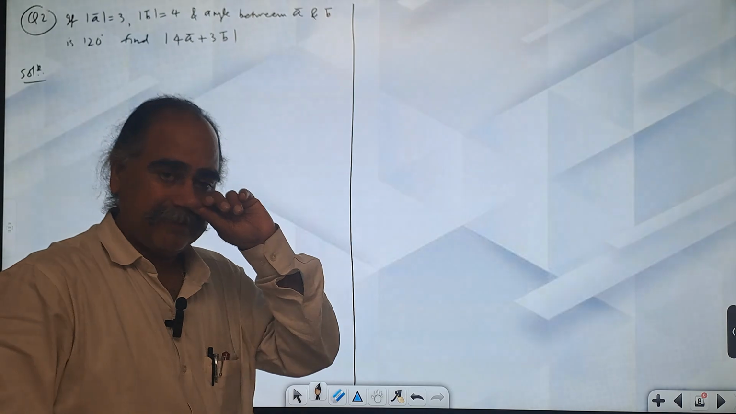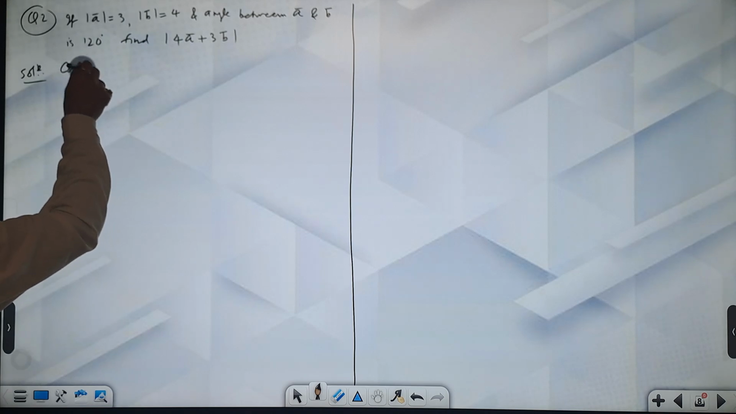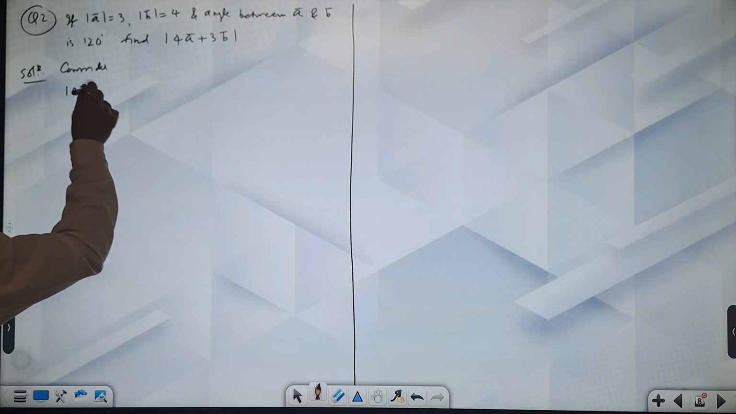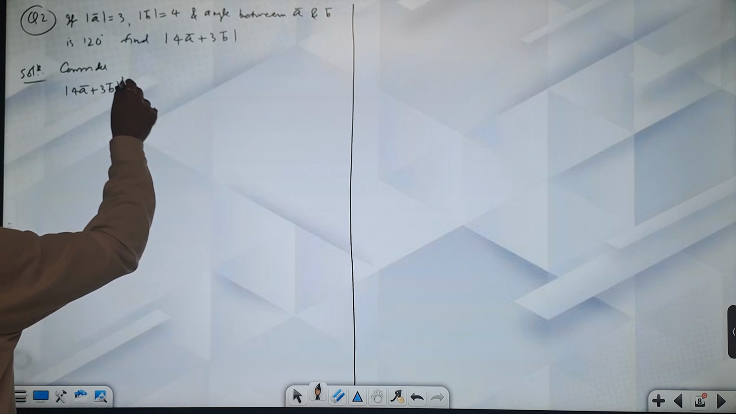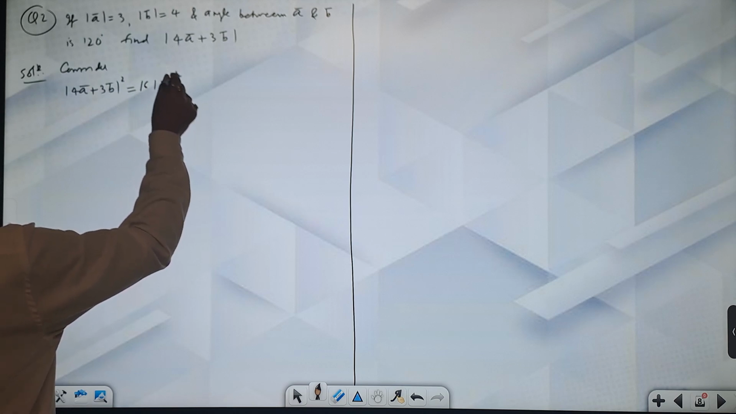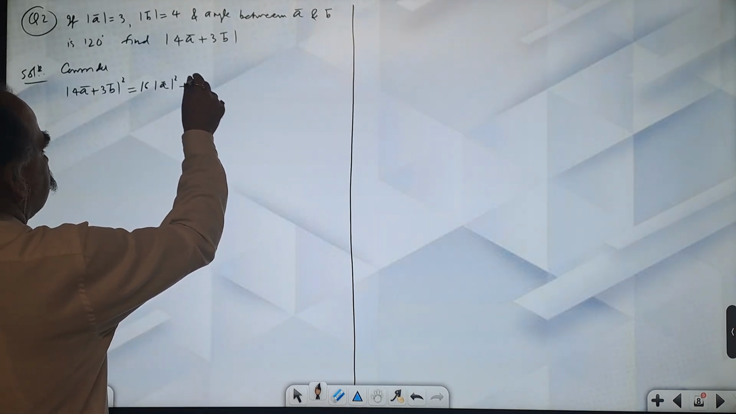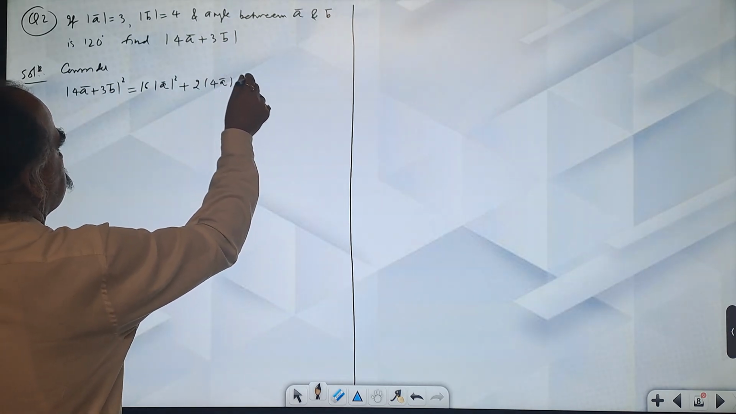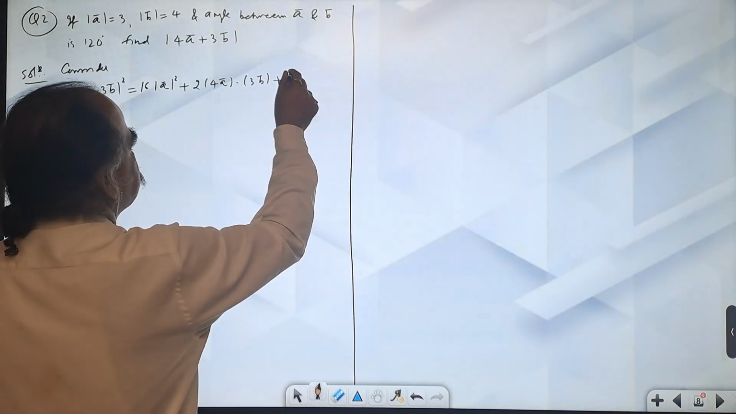Result of algebra is also applicable in dot product. Consider magnitude of 4A plus 3B square is same as 16 times magnitude of A bar square plus 2 into 4 A bar dot 3 B bar plus magnitude of 3B square.